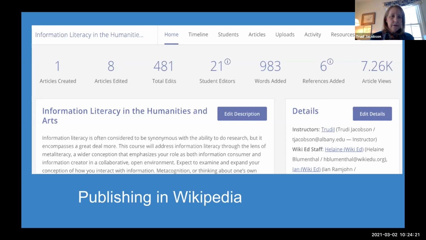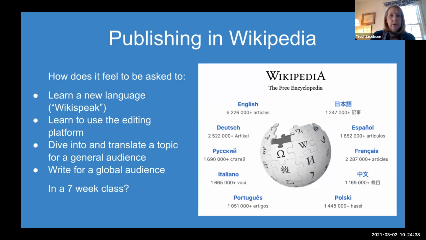I blend the ACRL information literacy framework with the meta-literacy framework, with actually doing some things, including publishing in Wikipedia. So I'm going to move to the next slide and turn it over to Julian.